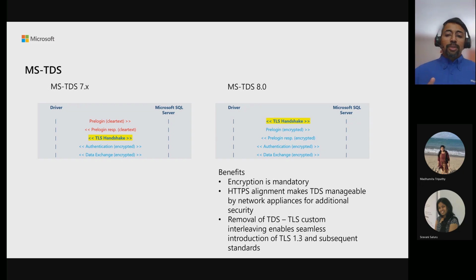This also helps you in your conversation with your peers in the networking team, right? Because now things like network appliances can read this like any other HTTPS traffic. And finally, the big thing is that because we are now doing the TLS handshake up front, this design also aligns with TLS 1.3, which is the latest industry standard for TLS. So that way we can bake TLS 1.3 support right into this protocol.